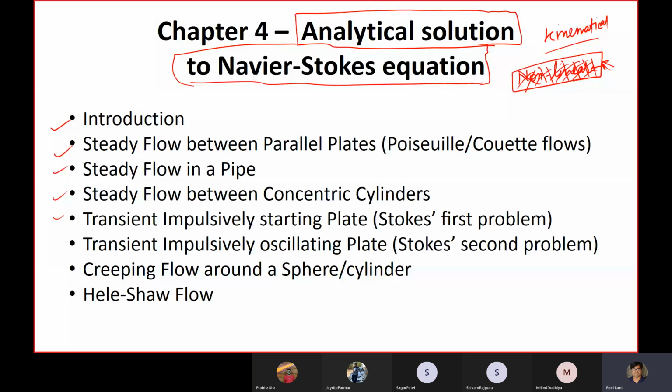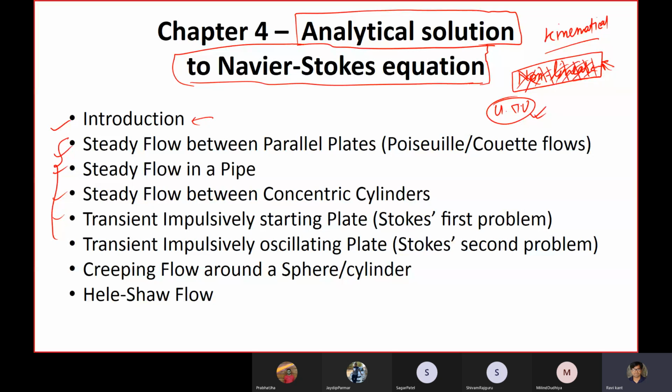I will start with some introduction, and then take up a few cases that involve no nonlinearity in the equation. Nonlinearity comes in the Navier-Stokes equation because of its advection term, the term on the left hand side, u dot del u, which gives rise to the nonlinearity in the differential equation. And because of this nonlinearity, it is tough to solve.